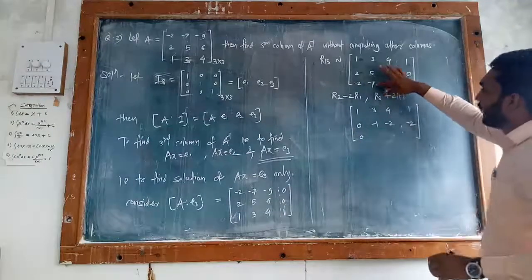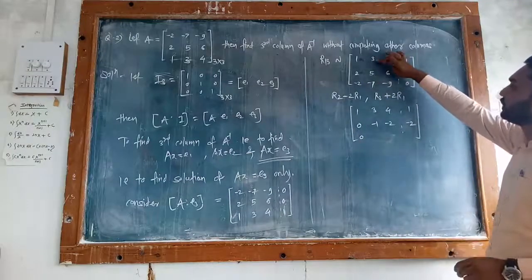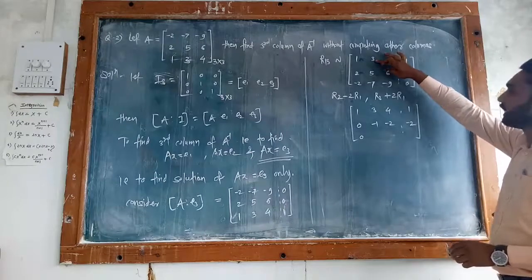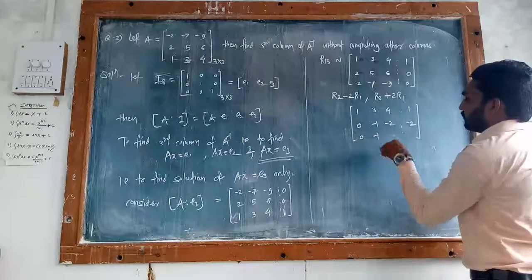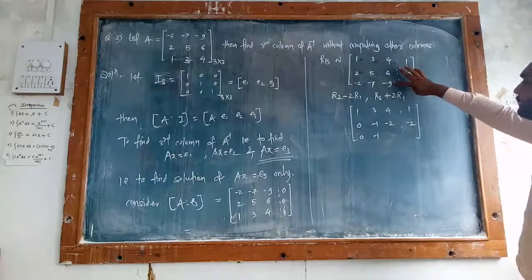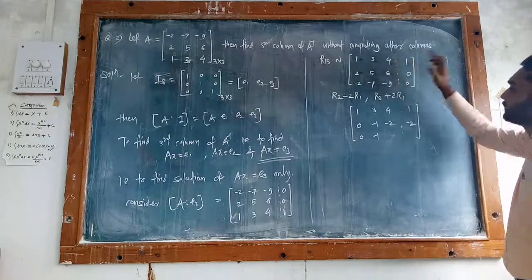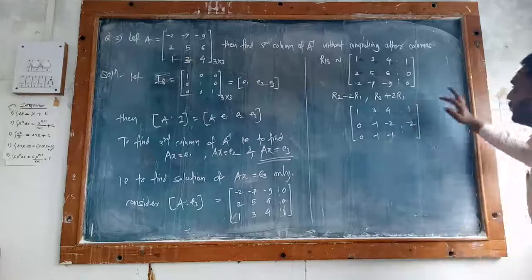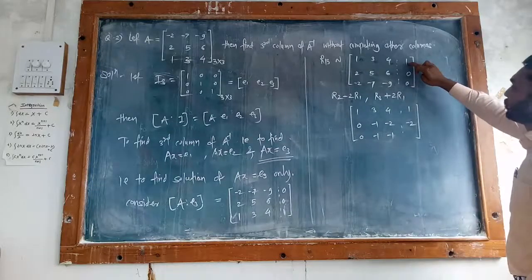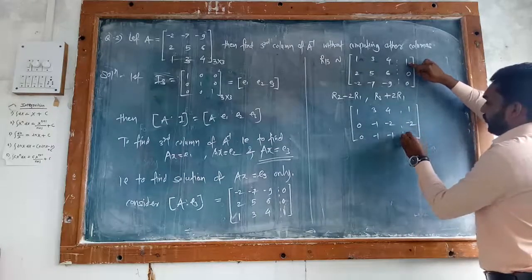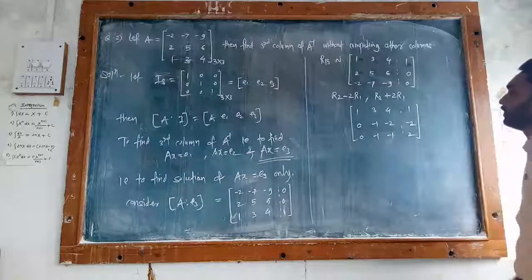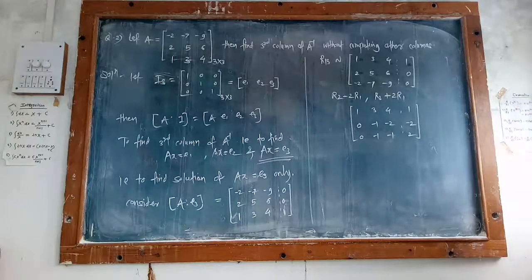Okay? Again minus 7 and this 2 into 3, that is 6. Minus 7 plus 6 becomes minus 1. Again this is minus 9 and 2 into 4, that is 8. Minus 9 plus 8 becomes minus 1. What is the last one? This is 0 and 2 into 1 is 2, and 0 plus 2 becomes 2. Okay.